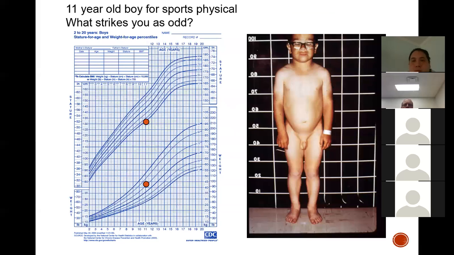So here's our 11-year-old, and you can see his growth chart there on the left, and this is how the patient looks. Anything strike you as odd about this patient? Well, the height and weight discrepancy. Yeah, so we've got a significant discrepancy there.